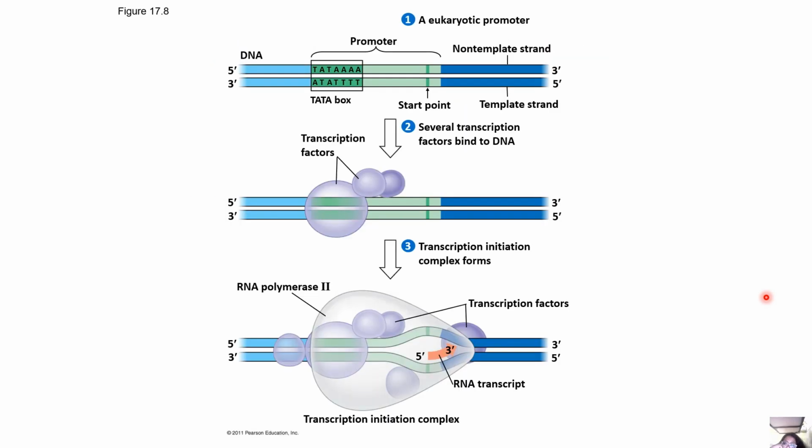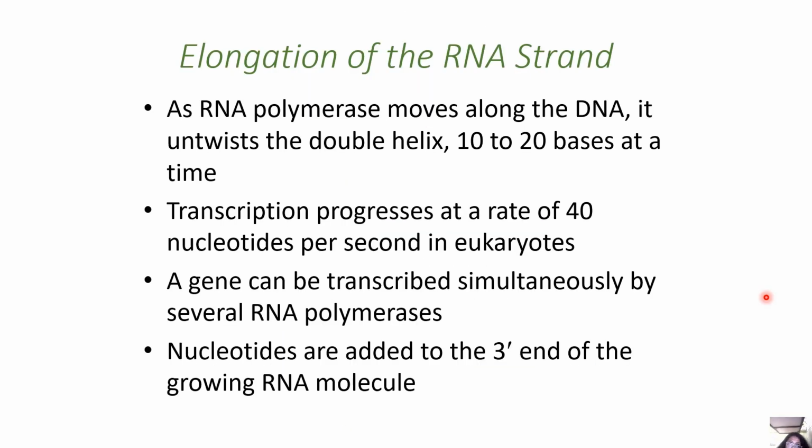If you see the schematic over here, there's a promoter, the TATA box, and you see the transcription factors attaching. And then we have the transcription initiation complex. Now, what about the elongation of the RNA strand? As RNA polymerase moves along the DNA, it untwists the double helix 10 to 20 bases at a time. Transcription progresses at a rate of 20 nucleotides per second in eukaryotes. A gene can be transcribed simultaneously by several RNA polymerases. Nucleotides are added to the 3' end of the growing RNA molecule.